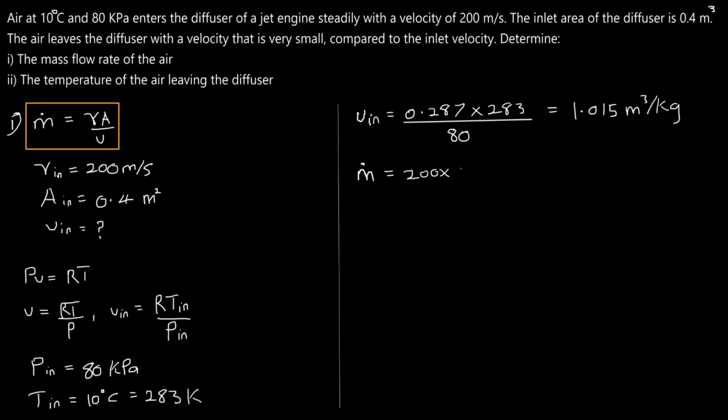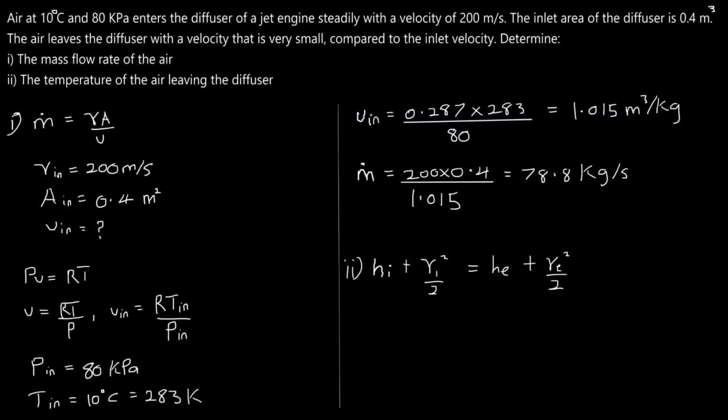So using this value, we can calculate our mass flow rate, and we obtain our mass flow rate to be 78.8 kilograms per second. To calculate the temperature of the air leaving the diffuser, we'll use the energy balance equation for a diffuser. We can rewrite this equation as the square of the inlet velocity minus the square of the exit velocity divided by 2 is equal to the enthalpy at the exit minus the enthalpy at the inlet.